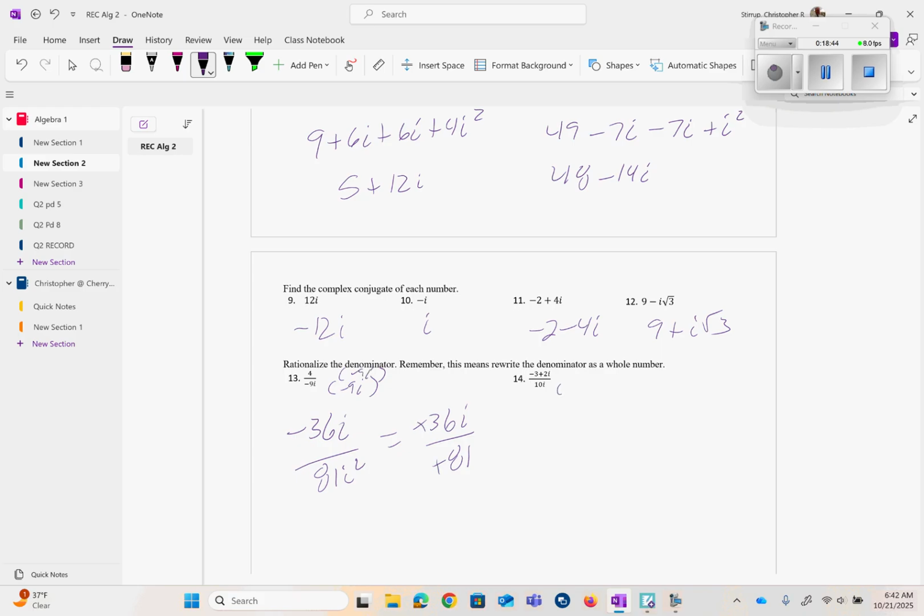On this one, I'm going to multiply top and bottom by 10i. So that's going to give me negative 30i plus 20i squared. On bottom, that's going to give me 100i squared. So on top, I'm going to wind up with negative 20 minus 30i over negative 100. And reduce everything by 10 and by a negative. So that's going to give me 2 plus 3i over 10.